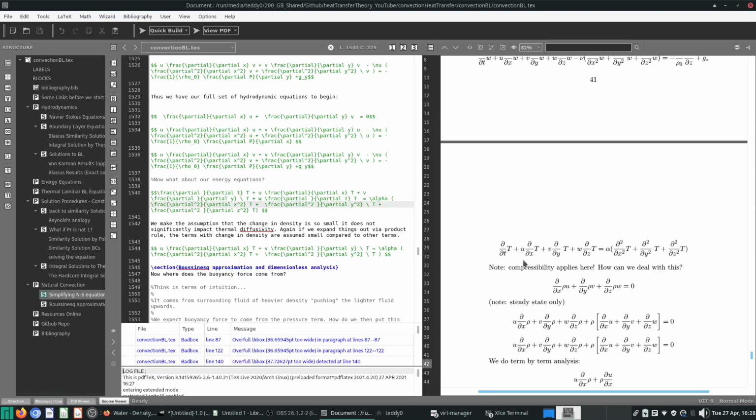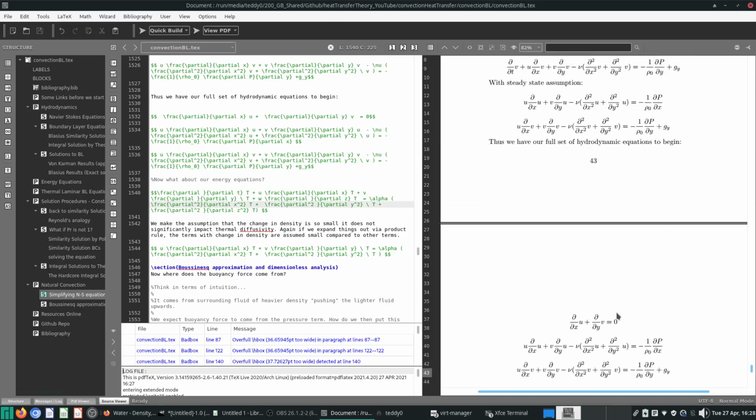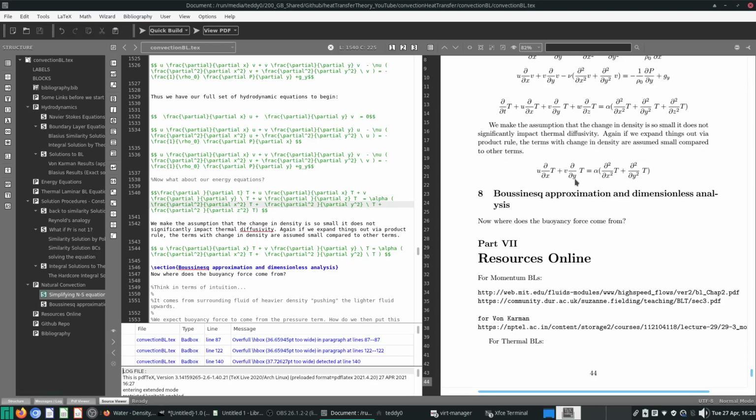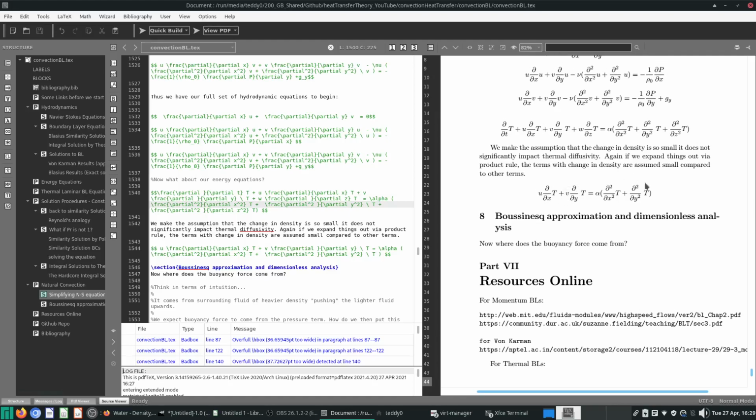Long story short, we assume temperature doesn't vary in the z direction, so I just cancel these two terms off, and we assume steady state. These are all you need. And of course no significant heat generation terms in this equation. We assume that they are small in comparison to the conduction, which is the Laplacian that you see here, and this is the advection. So what this equation is saying is that the advection terms balance out with the conduction terms in the fluid.